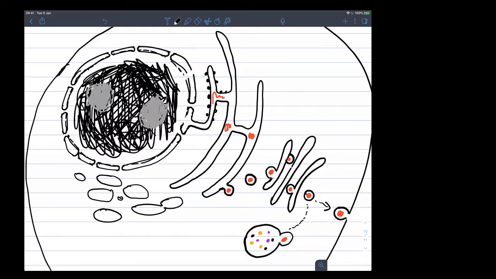Okay, but the smooth endoplasmic reticulum, so let's just label these: rough endoplasmic reticulum, the Golgi apparatus, we have lysosomes, and we have the smooth endoplasmic reticulum. Now the smooth endoplasmic reticulum, I guess we could still call them a series of interconnected membrane sacs, but maybe we don't have to refer to them as flattened membrane sacs because they're not so flattened. In terms of their structure, they are very similar.